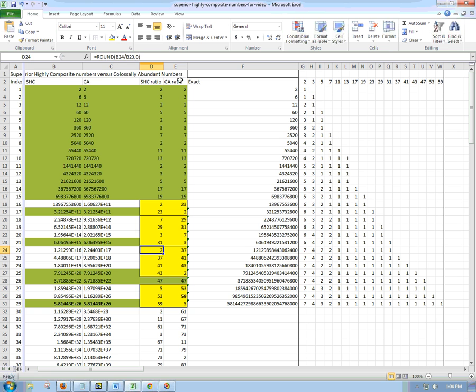I'll talk about the colors here and the CA and the CA ratio columns in probably the next video, or at least in a later video. So in any case, we've got a more manageable list now. It's roughly 1 or 2 in every power of 10, every order of magnitude, that deserves to be singled out as really, really divisible in terms of how big the d of n is compared to what you could expect, and precisely compared to some small power of n.